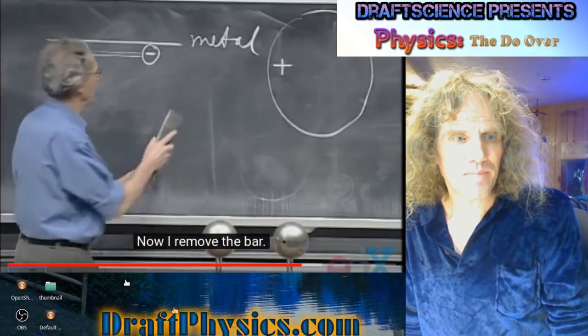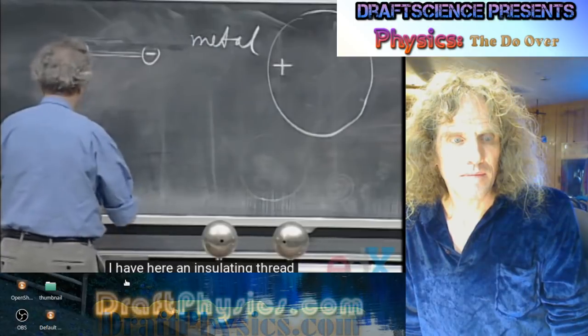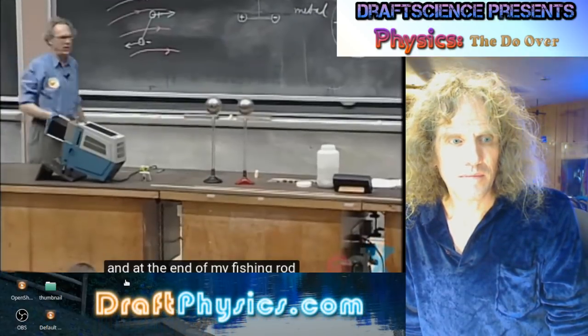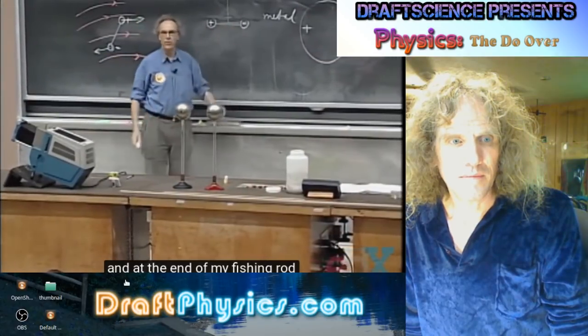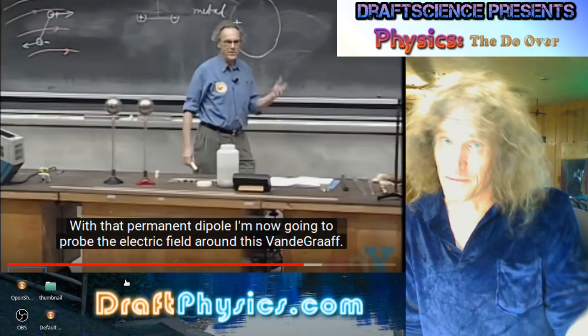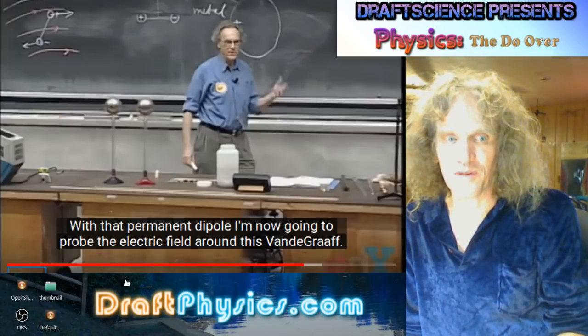I remove the bar. And so when I remove the bar, I have created now a dipole. I have here an insulating thread, and I have a fishing rod, and at the end of my fishing rod, I have now a permanent dipole. It's not a real dipole, again, just for clarity. It's a fake dipole, but yes, an imitation dipole.